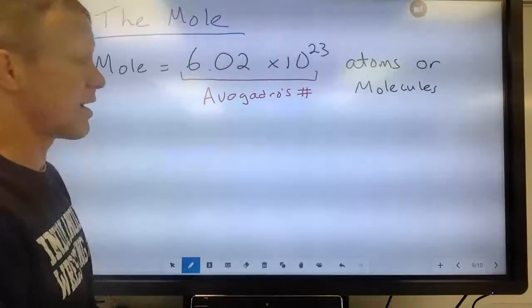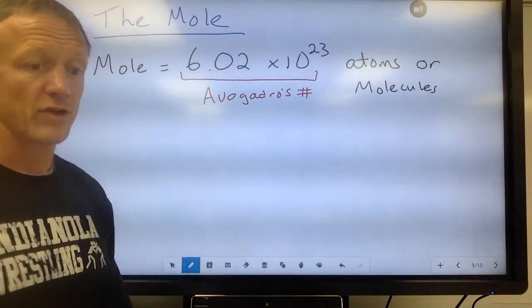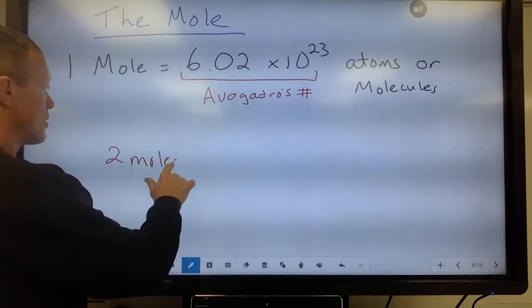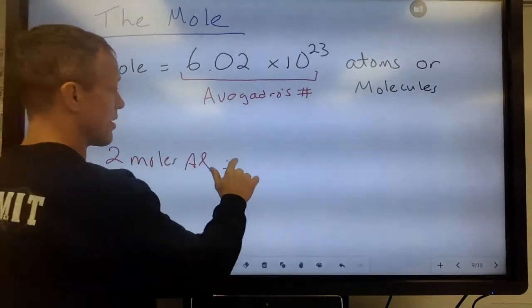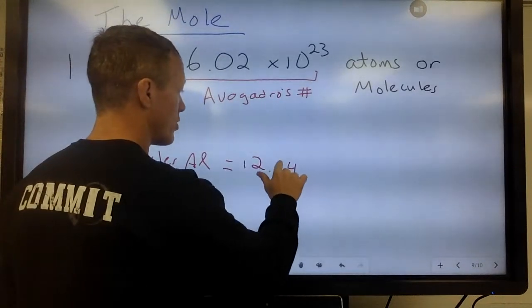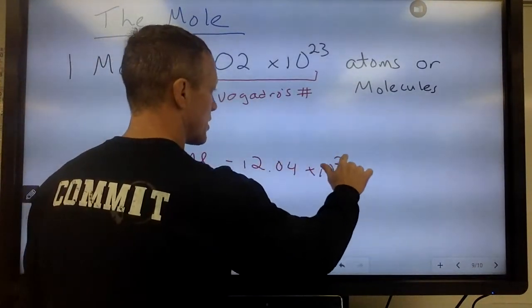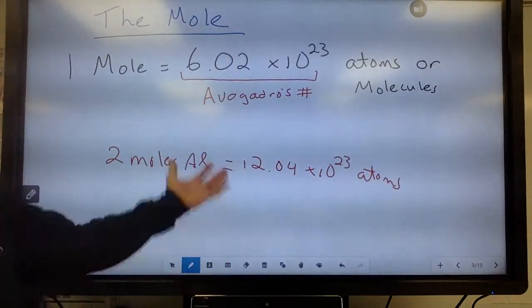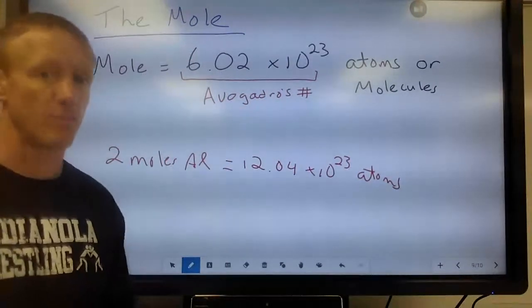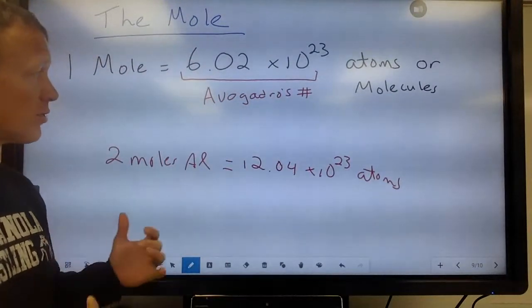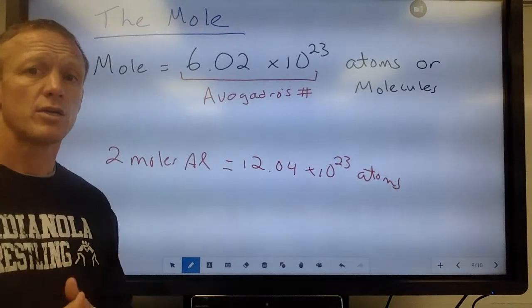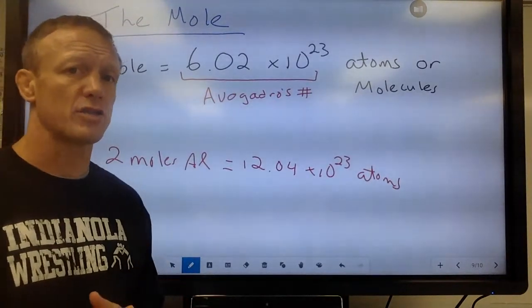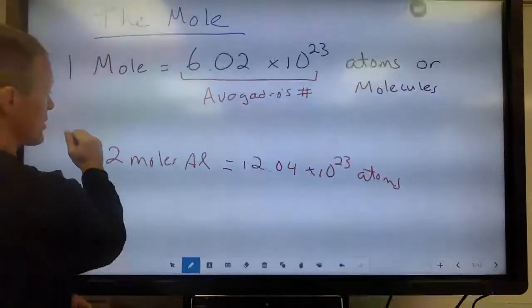If I say I have 2 moles of aluminum atoms, it means I would have 12.04 times 10 to the 23rd atoms. I could have half a mole, meaning half that many atoms. I can have 1/10 of a mole. You can have parts of moles, just like you can have part of a dozen, or multiple moles. It's an easier way to count things than counting individual atoms, because there are a lot of atoms.